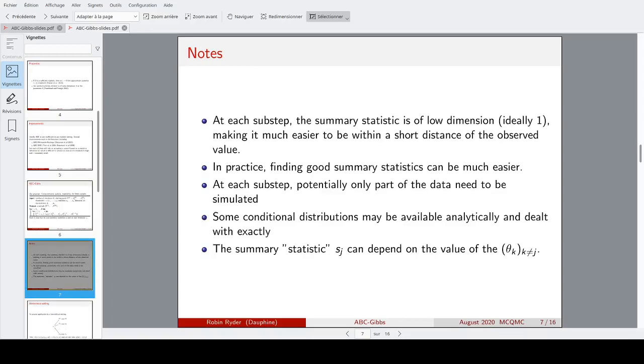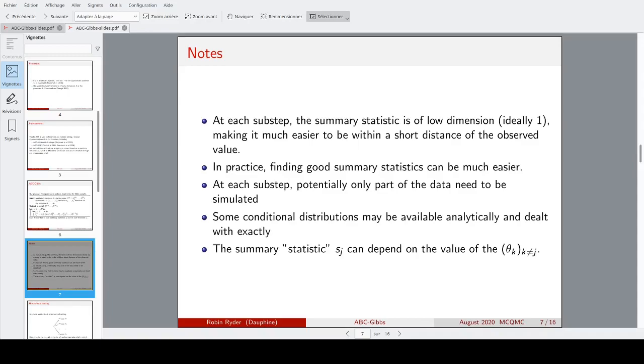So, like I was saying, at each substep, the summary statistic is of low dimension, so it's going to be easier to be within short distance. It's going to be easier to find good summary statistics. And also note that at each substep, sometimes only part of the data are going to need to be simulated. So if theta j only depends on some data xj, that's the only part you need to re-simulate. Finally, note that some of the conditional distributions might be available analytically, in which case we'll deal with those exactly, like a real Gibbs sampler. So maybe the approximation part will be on a smaller subspace.